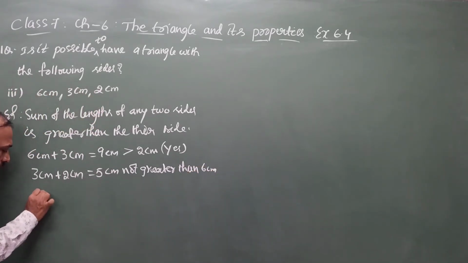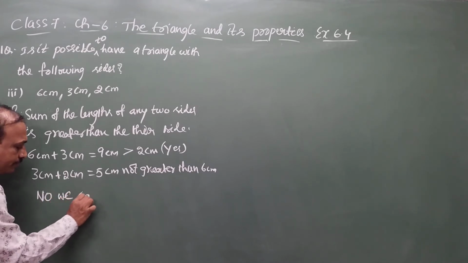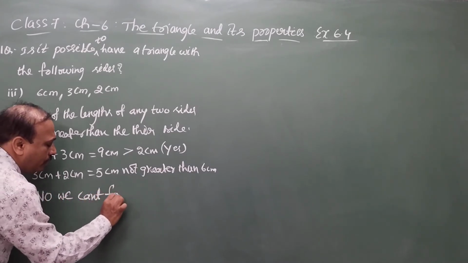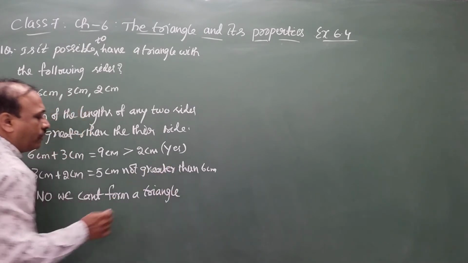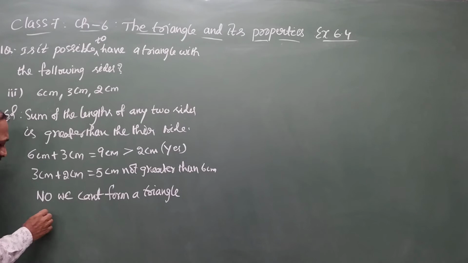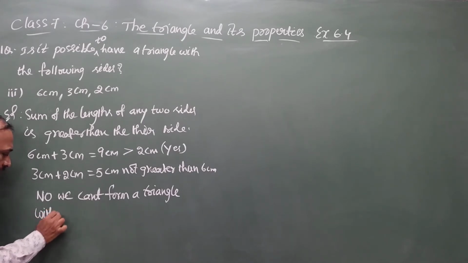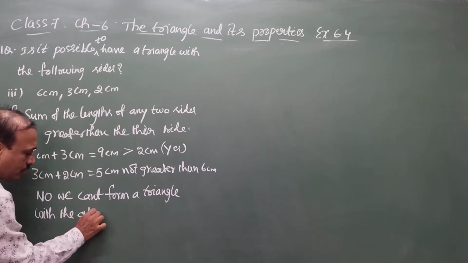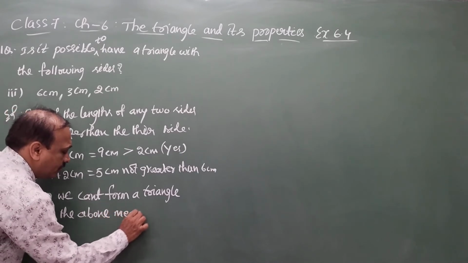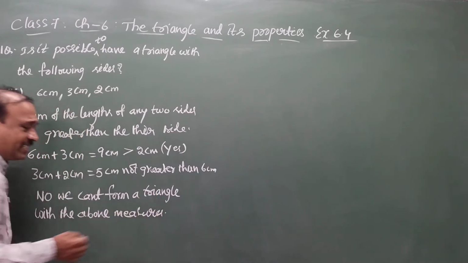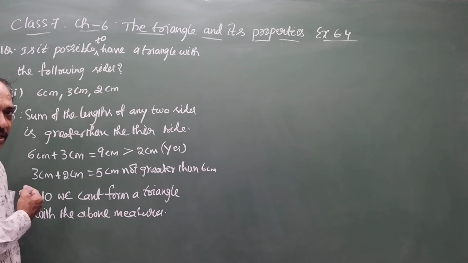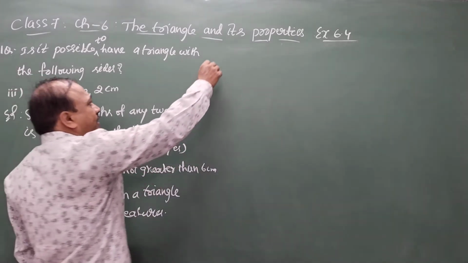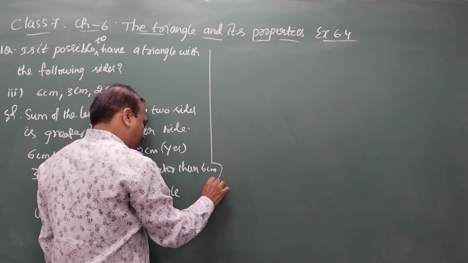So can you form a triangle? No, we cannot form a triangle. We cannot form a triangle with the above measures. What is the reason? Sum of the lengths of any two sides of a triangle is greater than third side. I hope it is clear to you. Let us see the another question from this.